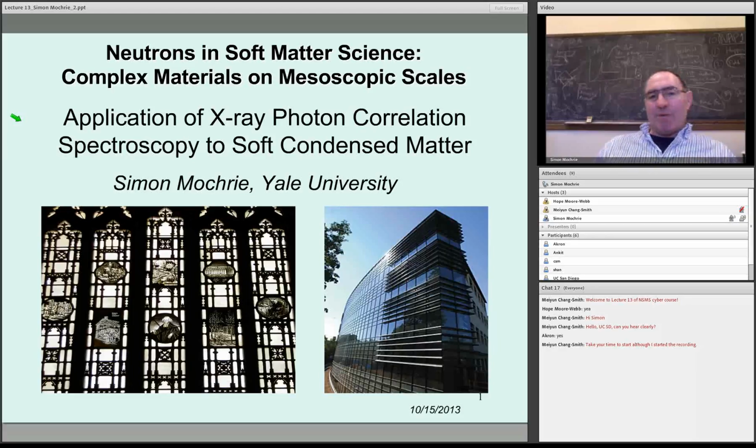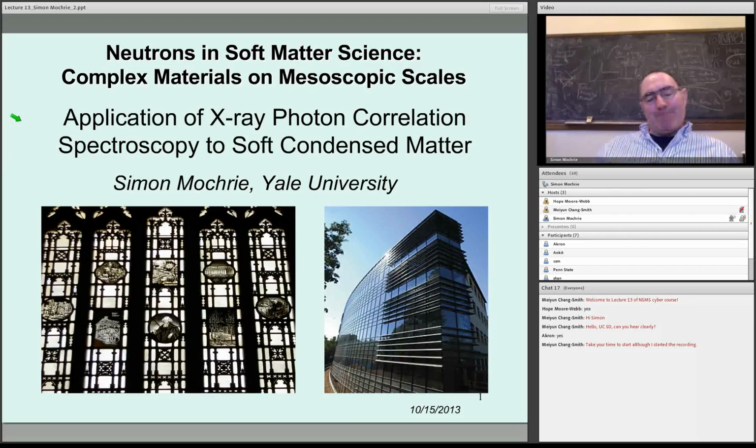XPCS, X-ray photon correlation spectroscopy, is XPCS, and I'll show you a couple of examples of experiments that we've carried out to characterize a couple of different systems using XPCS. And when I say characterize, I mean characterize the dynamics, the time-dependent behavior of soft condensed matter systems.